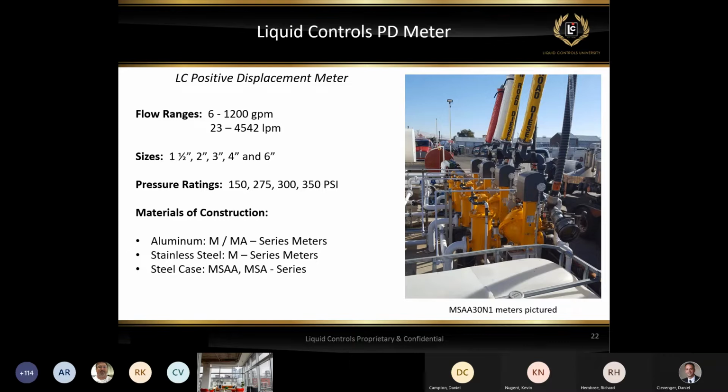Well, before I go any further, let me match up those nomenclatures. M is designated for a pressure rating of 150 PSI. MSAA is a designation for a pressure rating of 275 PSI. MA for the aluminum, and the MSA is 300 PSI. The MA would be for 350 PSI.